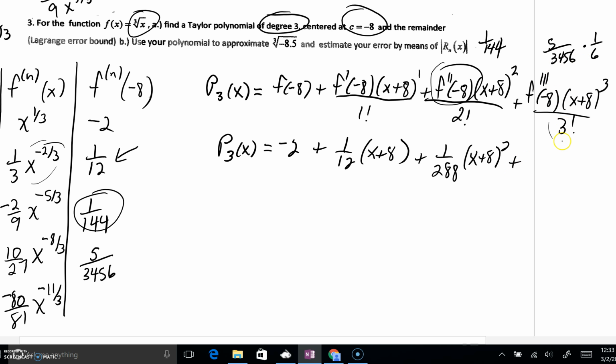So let's see if we multiply that all out. What's that? 20,736, I believe. Yeah, pretty sure that's right. We'd have x plus 8 to the third. Let's double check that. Yeah, okay, so that's your third degree Taylor polynomial.